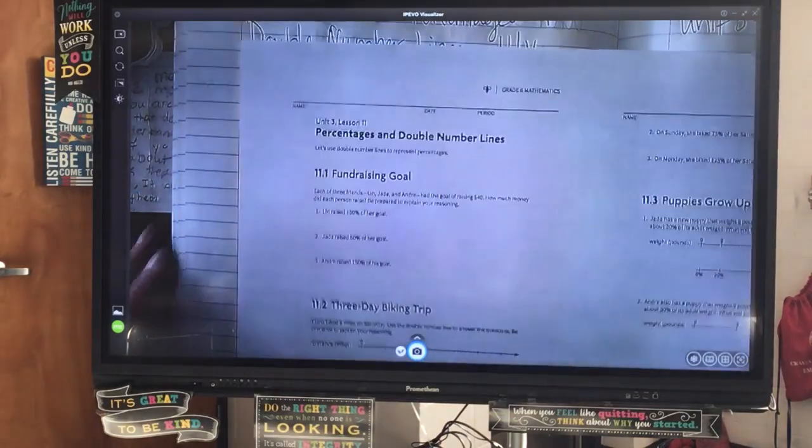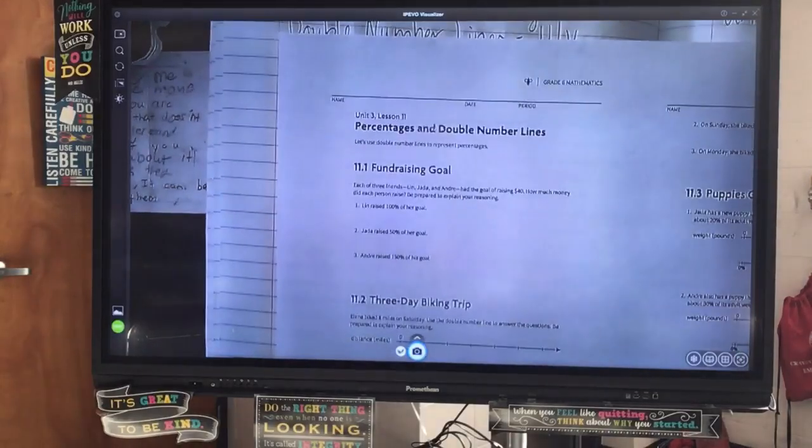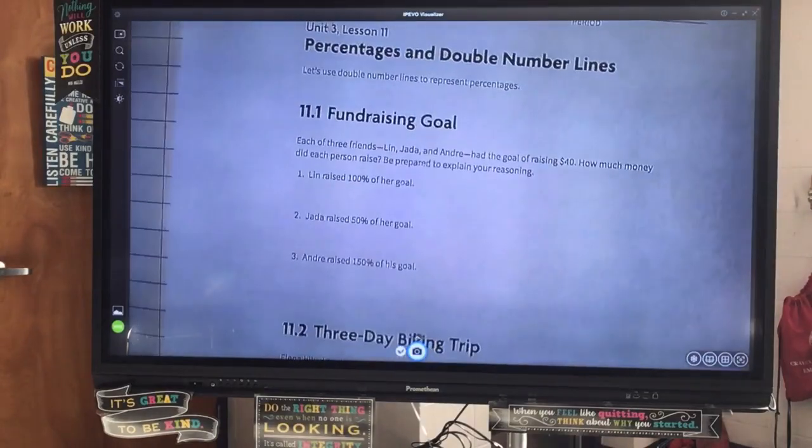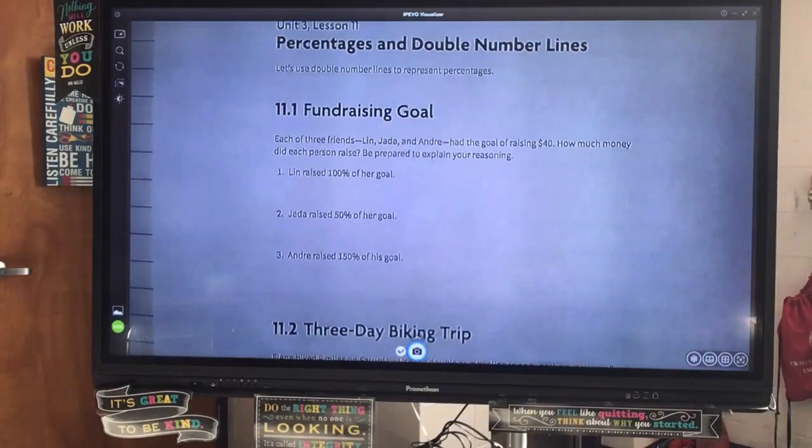All right, your warm-up today. It says fundraising goals. I am actually going to allow you to do this with your group members. You are going to get 3 minutes. Put your pencils down so I know that you're actually listening. It says each of 3 friends, Lynn, Jada, and Andre, had the goal of raising $40. How much money did each person raise? Be prepared to explain. Number one says Lynn raised 100% of her goal. Number 2 says Jada raised 50% of her goal, and number 3 says Andre raised 150% of his goal.